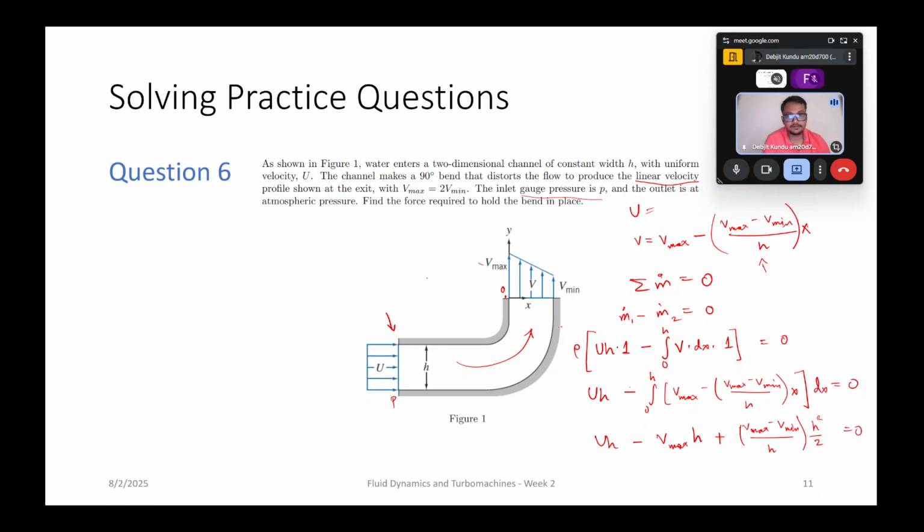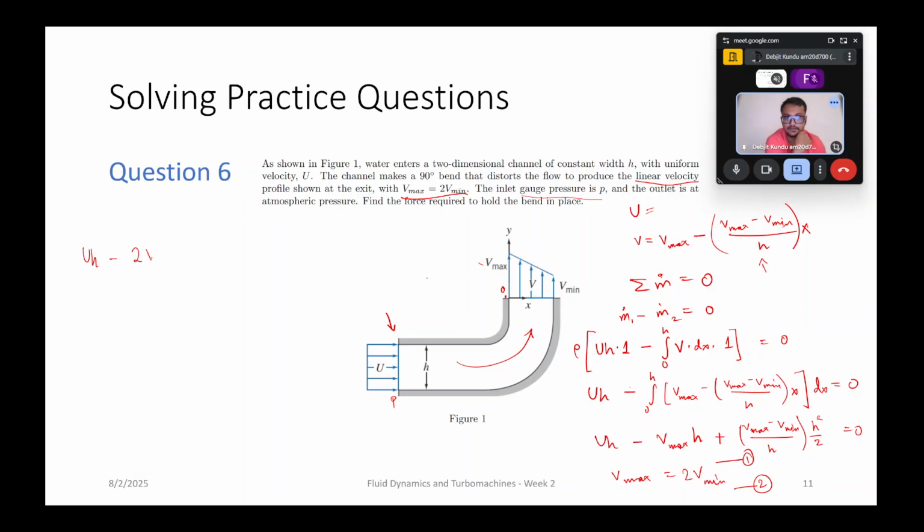Right. So another relation that we know, which is given in the question, is that V max is equal to 2 V min. So let's call this equation 1, and equation 2 is that V max is equal to 2 V min. By solving these two, I can find out Vmax and Vmin in terms of U. So let's do that quickly. So I have UH minus Vmax. So I'll just replace Vmax with 2 Vmin right now.